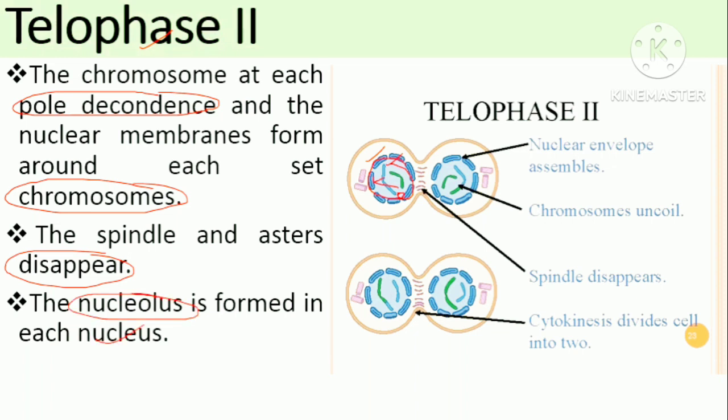So this is telophase, and as a result of telophase there is formation of 4 cells. It is the part of karyokinesis. Then it is followed by the nuclear cytoplasmic division, that is cytokinesis. So this cytokinesis divides the cell into 2, and as a result of meiosis total 4 cells are formed.